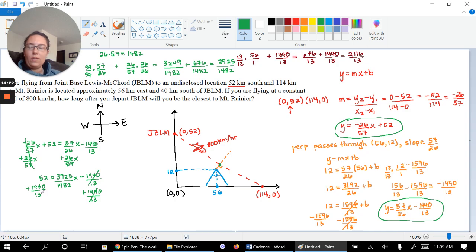Okay, so now I'm going to come back down here. 52 plus 1440 over 13 is going to equal 2116 over 13. So this is now equal to 3925 over 1482x. So the last step we would need to do to solve for x is to multiply both sides by the reciprocal of this fraction. So I'm going to use orange for that. I'm going to multiply both sides by 1482 over 3925, both sides of the equation.